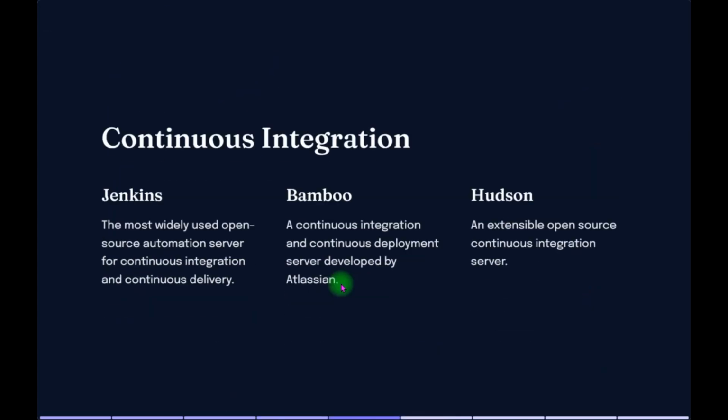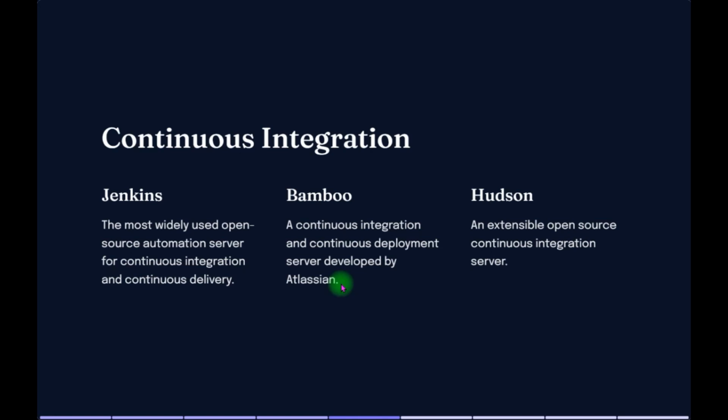Now let's talk about the next set of tools, which is related to continuous integration, CI in short. CI is a practice of automating the process of building, testing, and deploying your software. It helps you identify and fix bugs in the early stage of your development process, and it can also help you release new features more quickly. Some popular CI tools you can see on the screen are Jenkins, Bamboo, and Hudson.